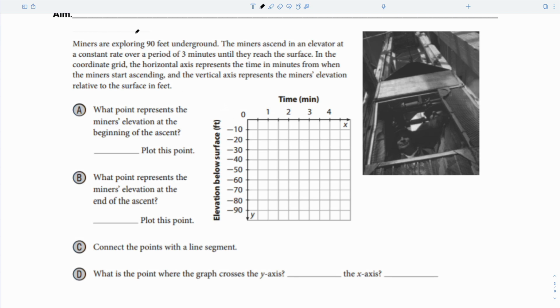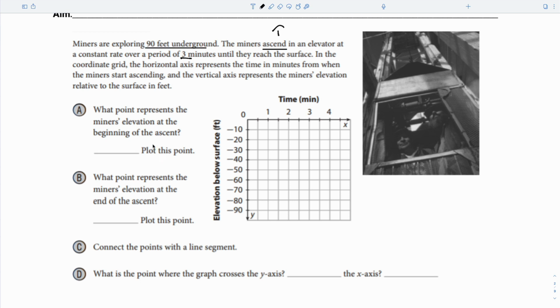I'm going to read it again because there is a little bit of laughter. Miners are exploring 90 feet underground. The miners ascend in an elevator. Ascend means go up. Descend means go down. So we're going up in an elevator at a constant rate of 3 minutes until they reach the surface. They're exploring how many feet underground?